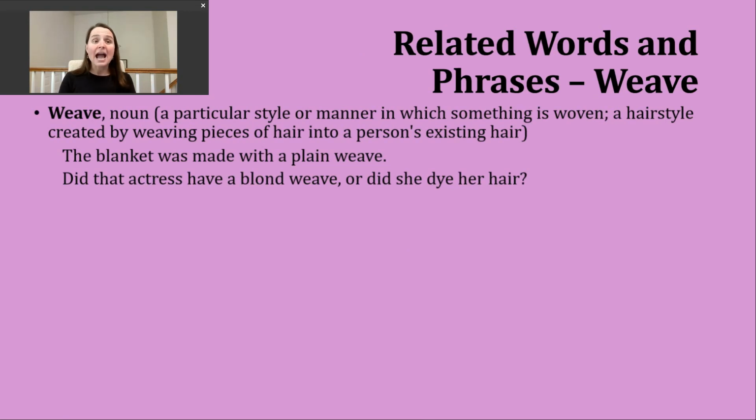One way to use the noun weave is to refer to the style or the manner in which something is woven. An example of this, the blanket was made with a plain weave. So there are different ways to weave, different styles. I had to read a little bit about this. I am not an expert in weaving, but I think I learned there was a plain weave, a satin weave, a twill weave, right? So here we are describing the style in which something has been made.